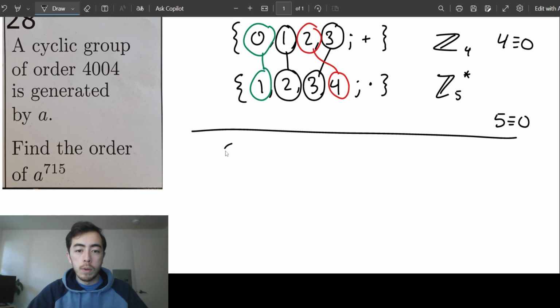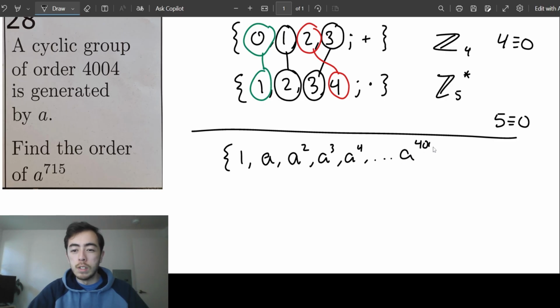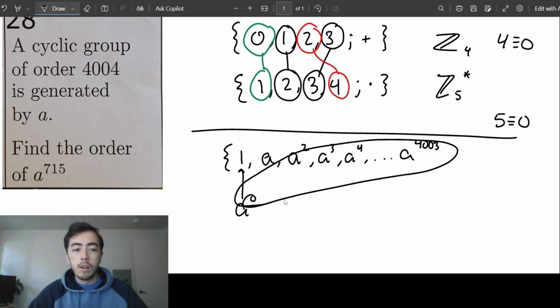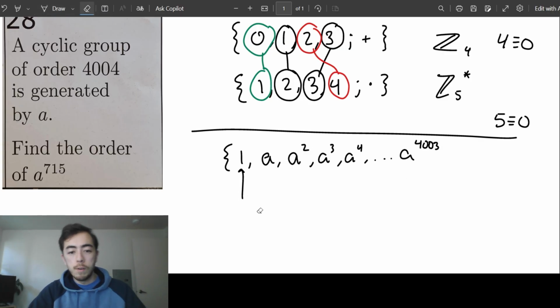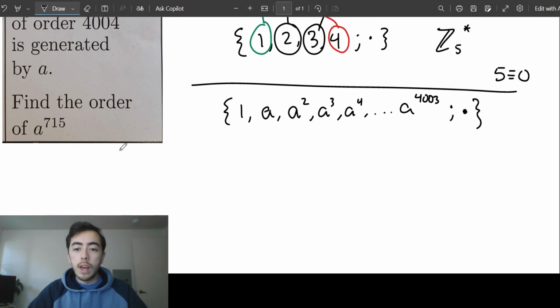And so we could represent something like 1 for our identity, A for the generator, and then A squared, A cubed, A to the 4th, all the way up to A to the power of 4003, I think, because this one right here is kind of like our A to the 0, and then there are going to be 4004 elements here. And then let's make sure that we have our operator in our group as well. It's just going to be multiplication. So we have our group now.